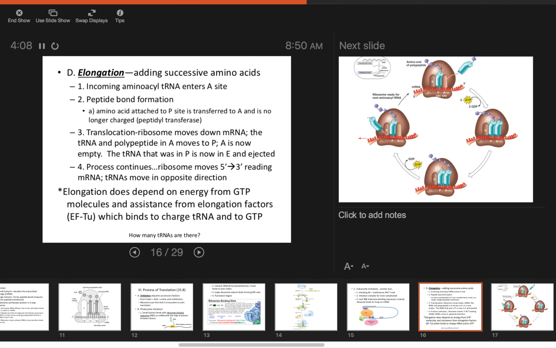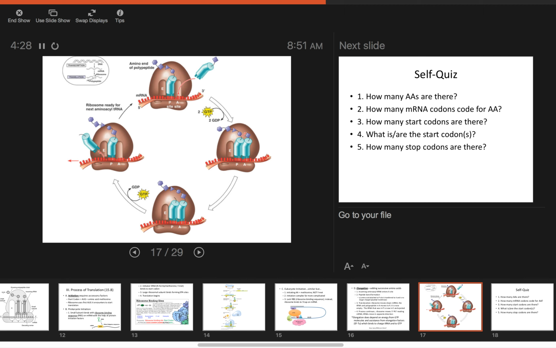There is a little bit of energy involved in this, and this energy is GTP, but you don't need to know values. What does that stand for? Guanine triphosphate, because they're all based off of nucleotides. So, a diagram. I've already walked through this. It's just another diagram, but this is where it shows the energy. In order for the ribosome to translocate or move over, it requires a little bit of energy.